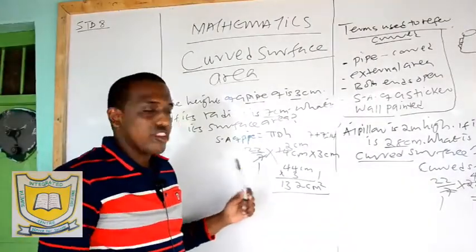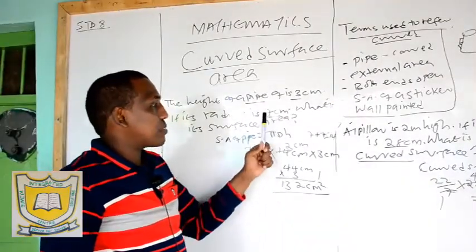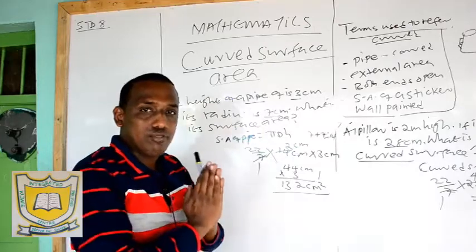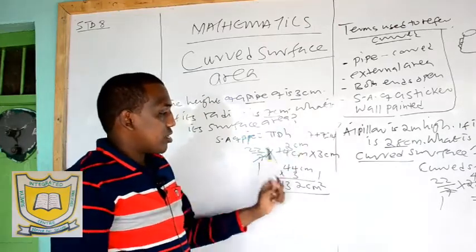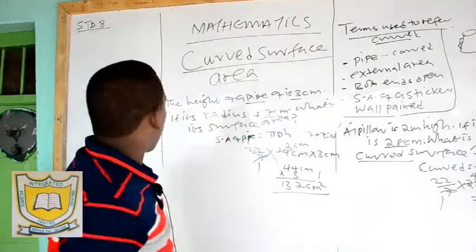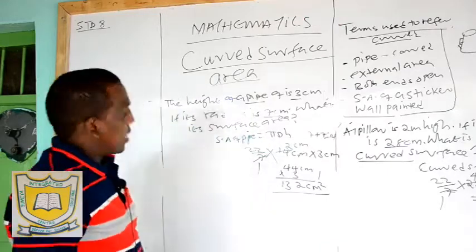So it is pi dh, 22 over 7 times diameter. Radius is 7, so diameter is 14, times height which is 3. Then you will get 132 centimeter squared. That is how we get it.